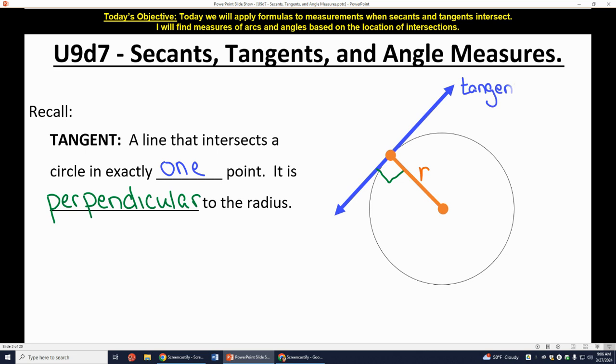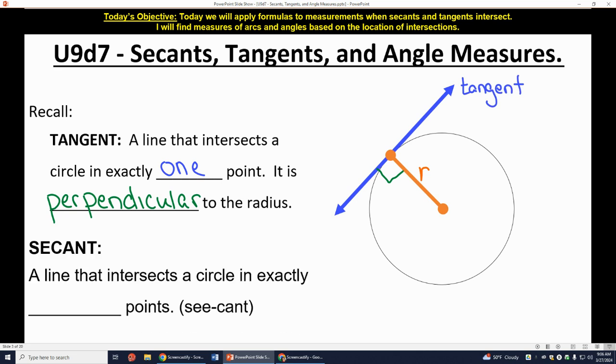Today we're going to talk about a new word. We're going to talk about secant. A secant is a line that intersects a circle in exactly 2 points. So for example, you can see this pink line hits the circle in 2 points. It is a secant.